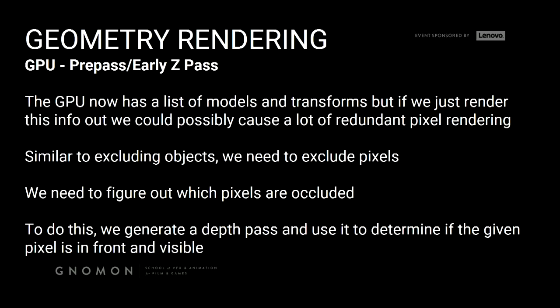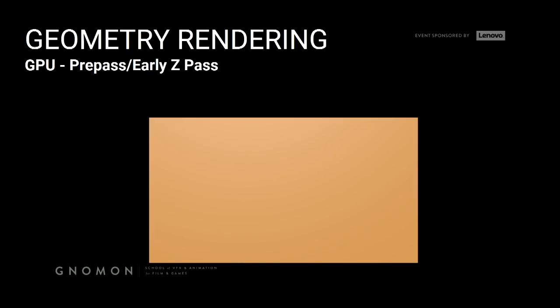So in order to know what pixels from which object to render, we usually generate a depth pass, an early depth pass, and based on the depth of each pixel, we know, okay, the pixel of that object is going to be visible, so let's render it, or it's not going to be visible. To clarify the concept, let me show you this example here.